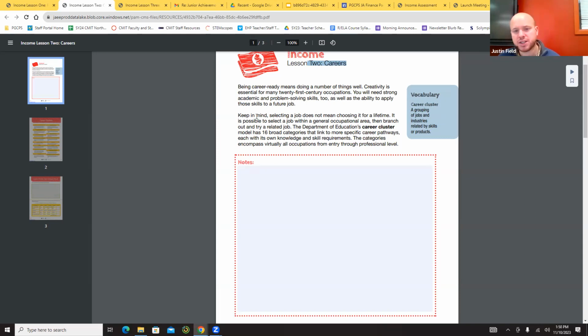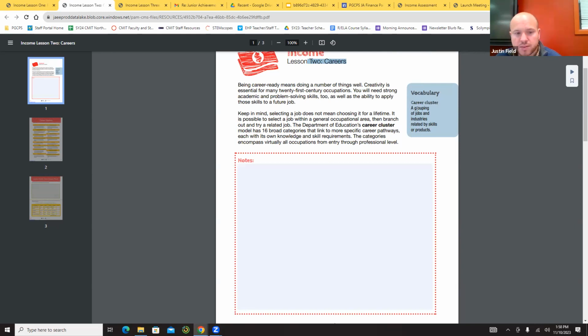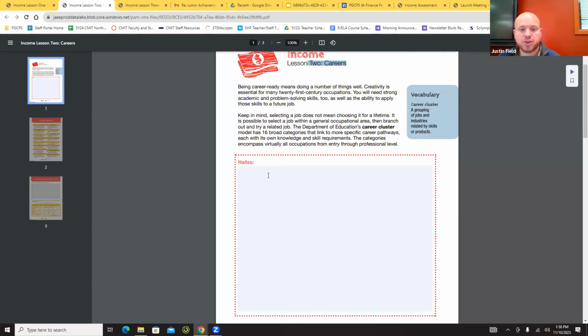The Department of Education's career cluster model has 16 broad categories that link to more specific career pathways, each with its own knowledge and skill requirements. The categories encompass virtually all occupations from entry through professional level. And so, go ahead and write down 2 takeaways from this information here. And let's also read what a career cluster is. A career cluster is a grouping of jobs and industries related by skills or products.